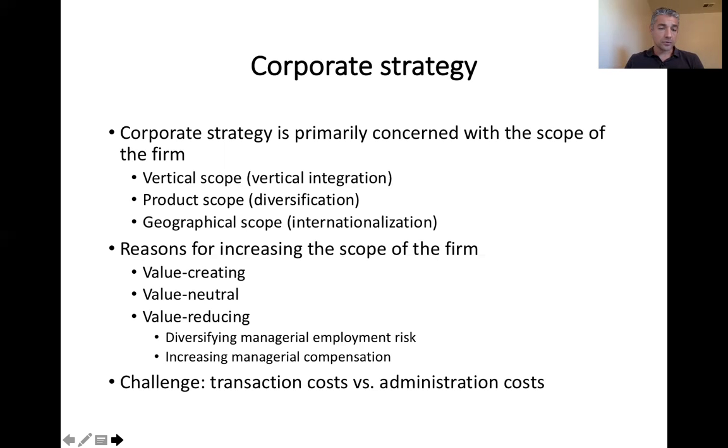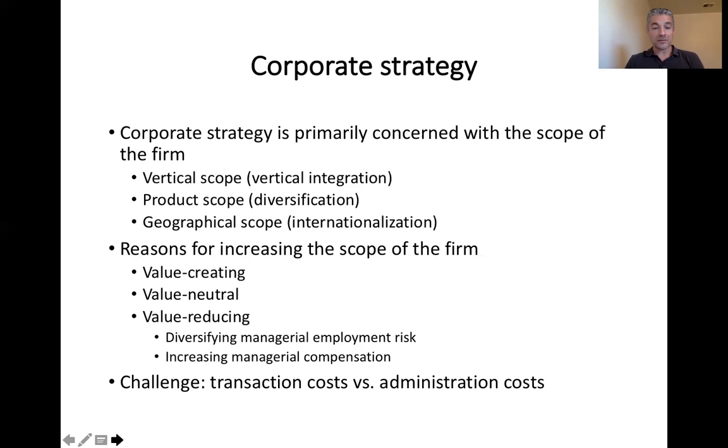And then finally, what we typically do not really like talking about, but something that you have to keep in mind as you build your own careers, sometimes increasing the scope of the firm is actually governed by value reducing reasons. And so ultimately, the decisions to go into different industries would be pushed for by the top management of the firm. And they have other reasons than increasing shareholder wealth to consider such strategic moves.